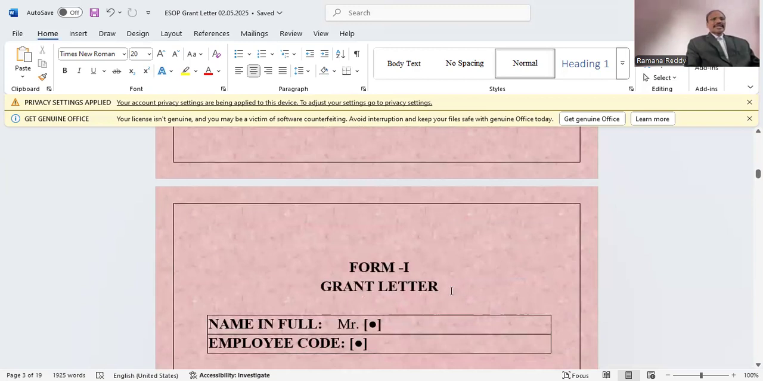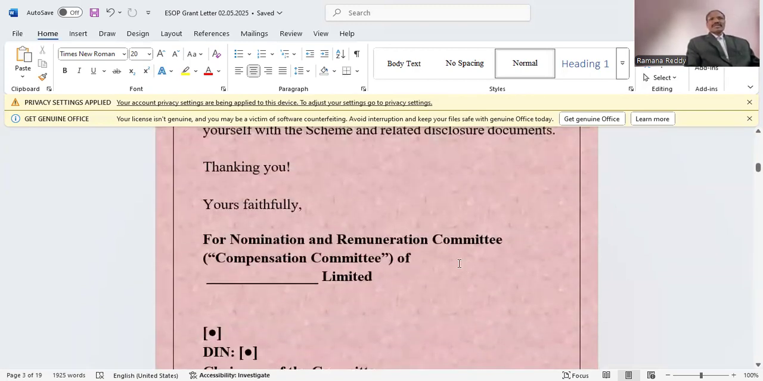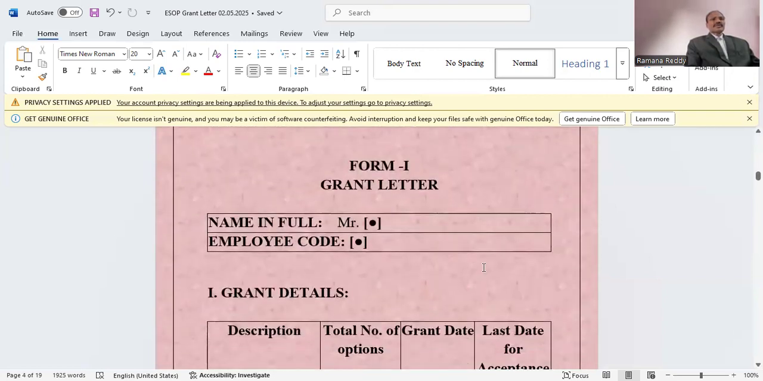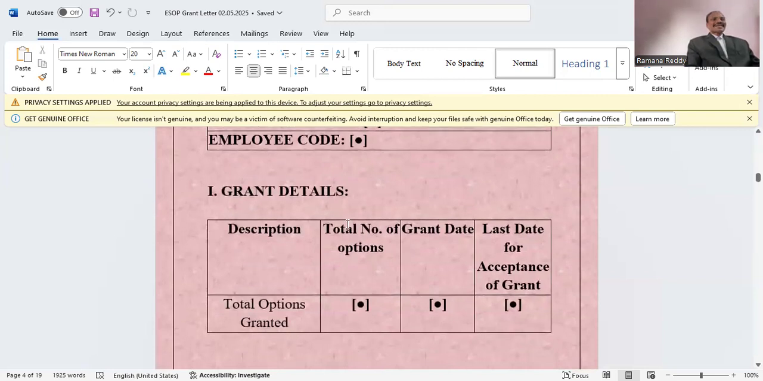Then, as I told you, the grant letter format, form 1. Whatever I explained so far is the covering letter. Now I am explaining form 1, that is the grant letter. In the grant letter we give full details, like the full name of the employee, the employee code, and grant details.